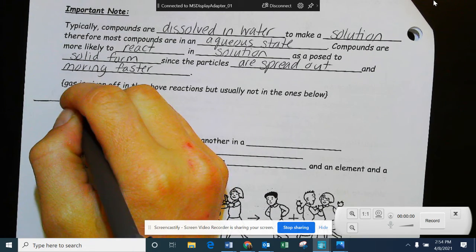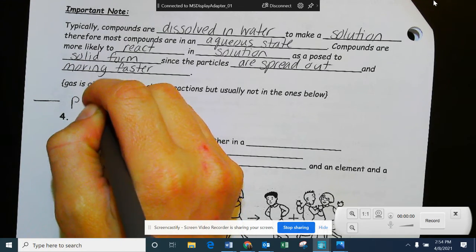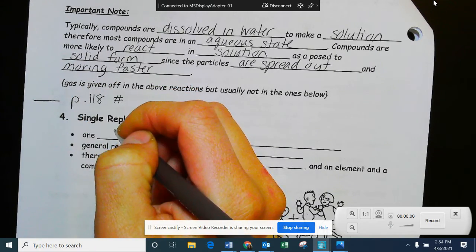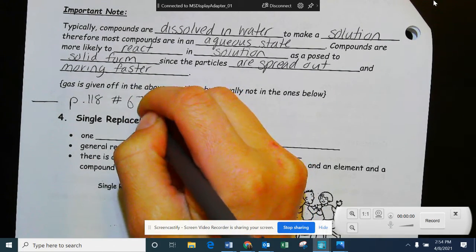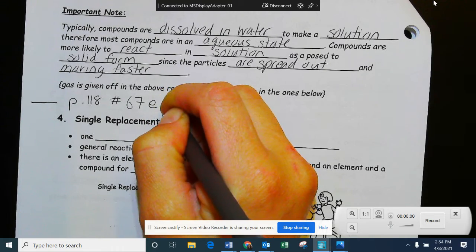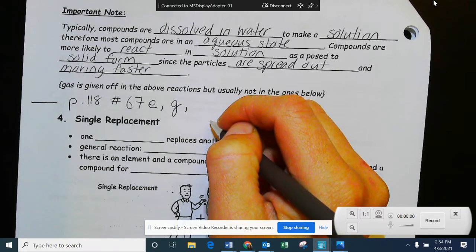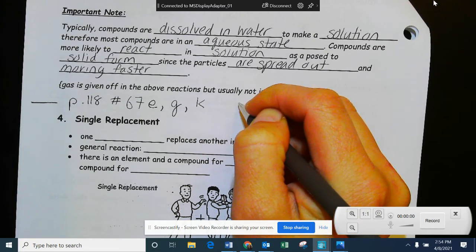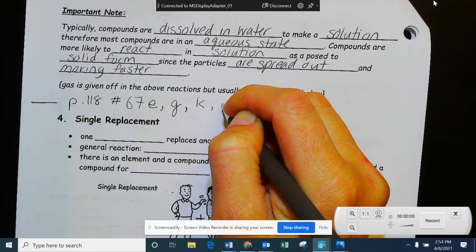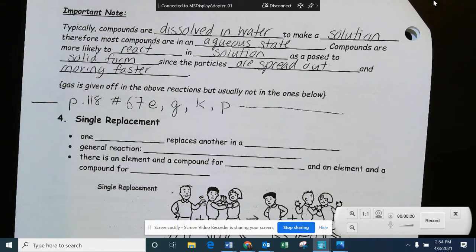But for tonight, or right now, if we can do it, page 118, questions 67E, G, K, and P. Okay, if you guys can just do those for the next, I guess about 5 minutes left.